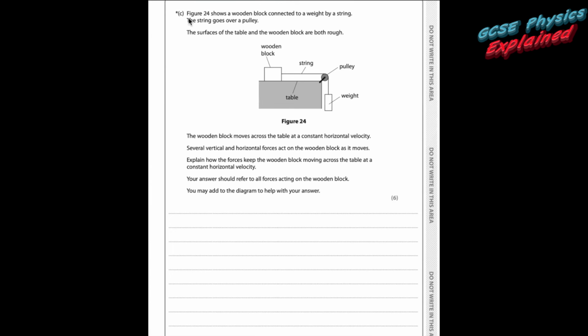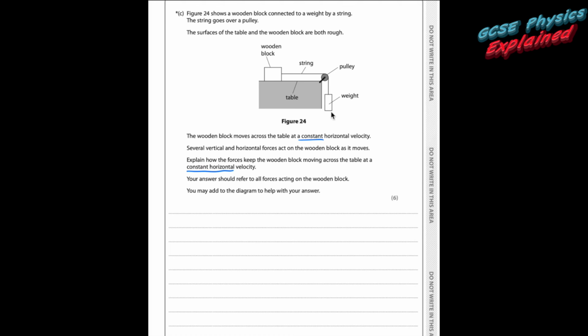Part C, the 6-marker. Figure 24 shows a wooden block connected to a weight by a string. The string goes over a pulley. The surfaces of the table and the wooden block are both rough. The wooden block moves across the table at a constant horizontal velocity. Several vertical and horizontal forces act on the wooden block as it moves. Explain how the forces keep the wooden block moving across the table at a constant horizontal velocity. Your answer should refer to all the forces acting on the wooden block. You may add to the diagram to help with your answer.